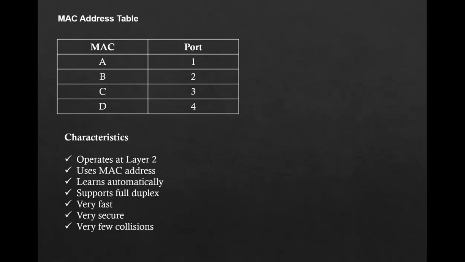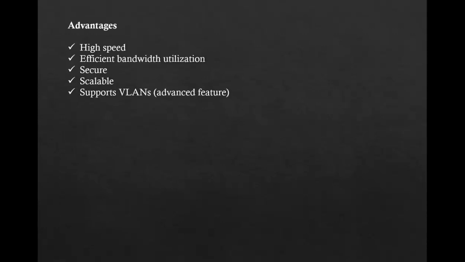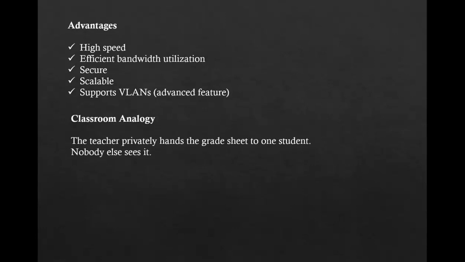Listing out the characteristics of this intelligent device called switch. It operates at layer 2. It uses the MAC address. It learns automatically. It supports full duplex communication, is quite fast, secure, and collisions are minimal. Right? What are the advantages? High speed, efficient bandwidth utilization, quite secure, scalable, and supports virtual LANs too.